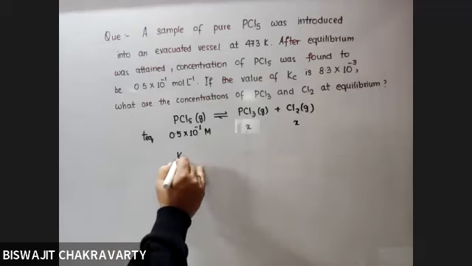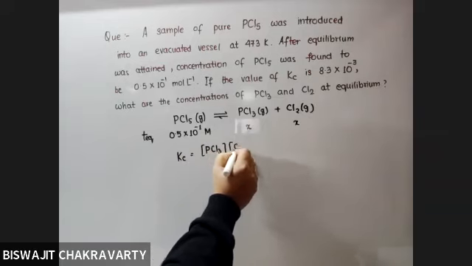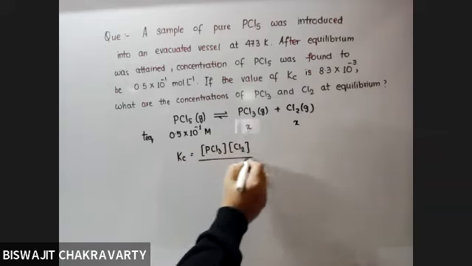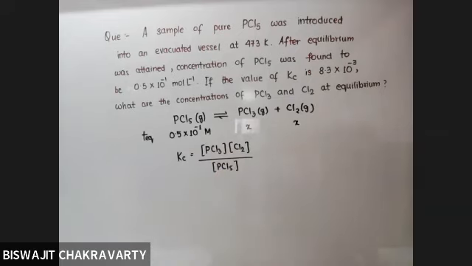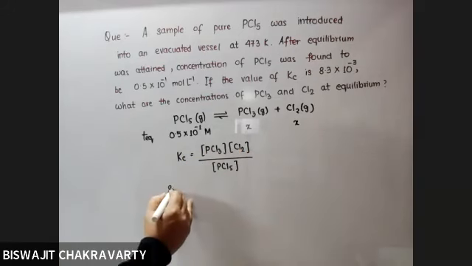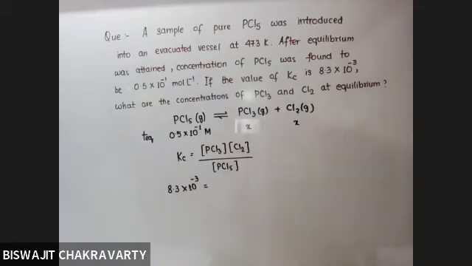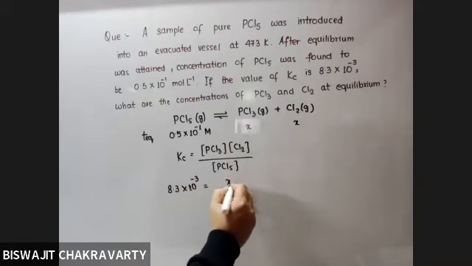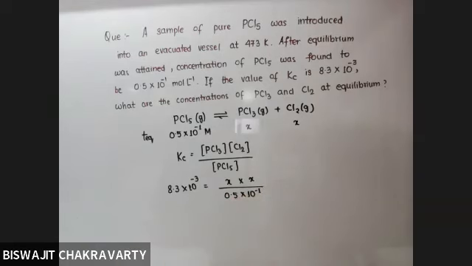So the Kc expression is [PCl3] into [Cl2] divided by [PCl5]. The Kc value is given, it is 8.3 into 10 to the power minus 3. PCl3 and Cl2 give x into x, and this is divided by 0.5 into 10 to the power minus 1. So get me the value of x. Whatever be the value of x, that will be the answer to the question.